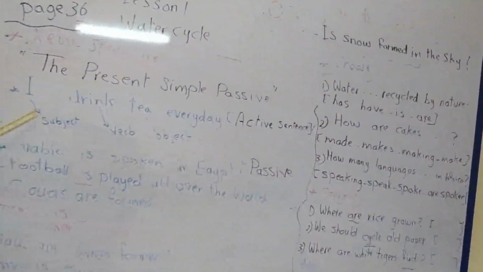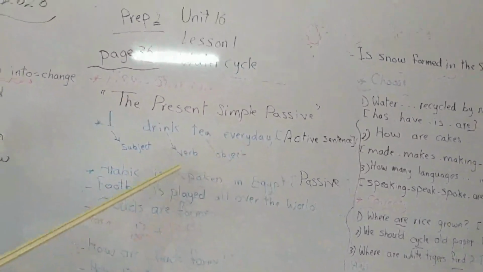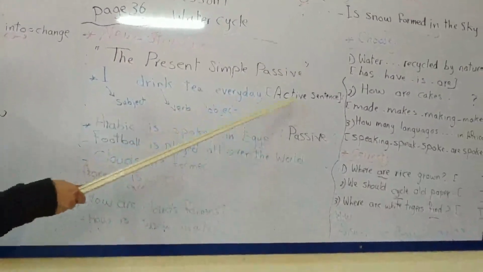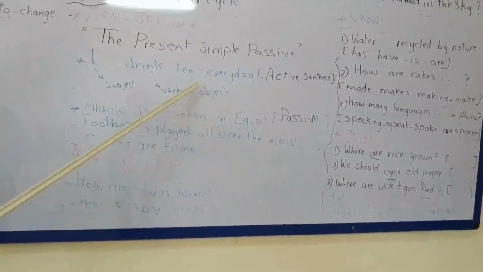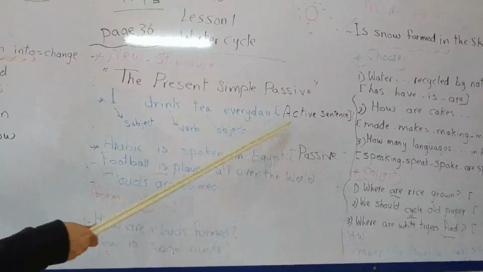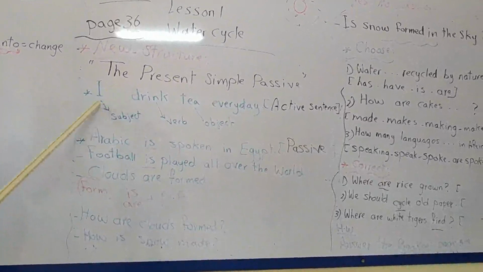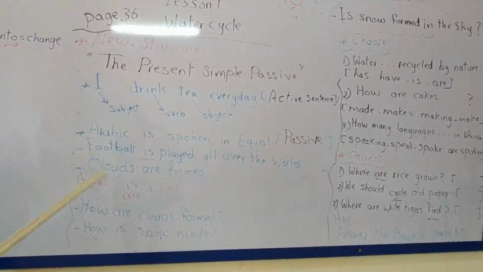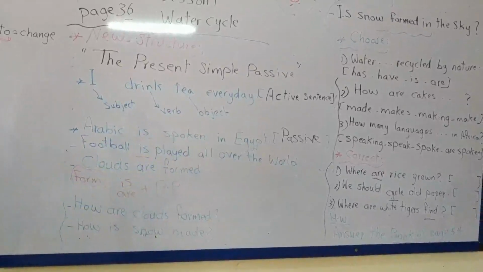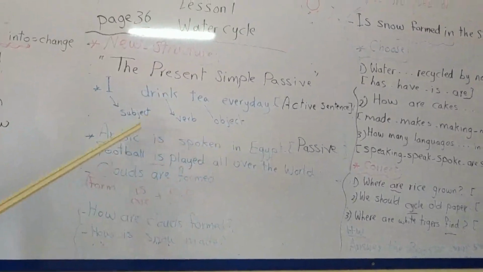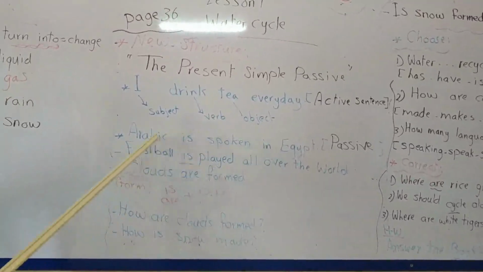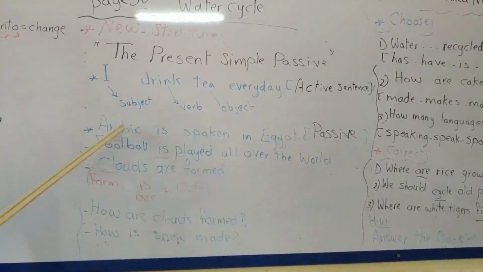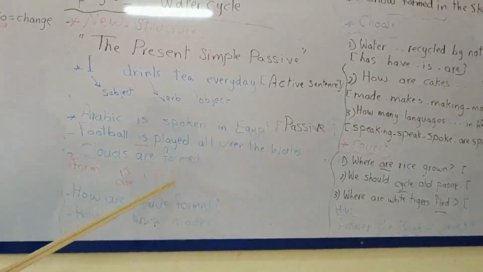Let's have more structure. I drink tea every day. This sentence is an active sentence. I is the subject, drink is the verb, tea is the object. So this is an active sentence. The subject is known. Which language is spoken in your country? Subject, spoken verb, and so on.